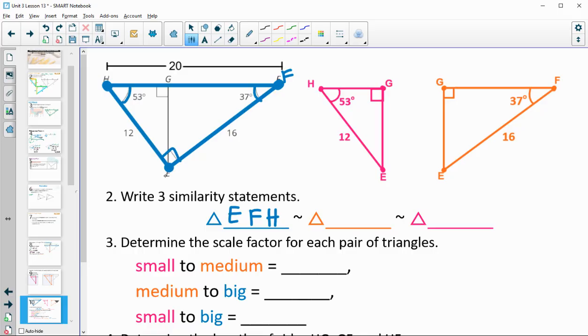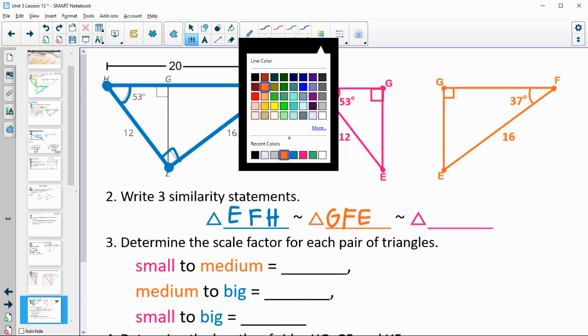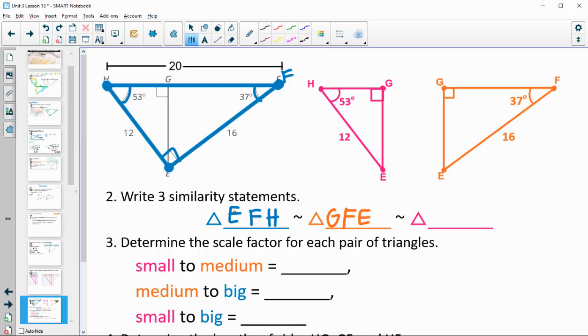So for this orange triangle, okay, the 90-degree angle is G. So we went 90, 37, 53. So 90, 37 is F, and then the 53-degree angle is E. For the pink triangle, okay, again, 90, 37, 53. So 90 is G, 37 would be E, and then the 53 is H. So getting those written, matching up the corresponding parts.